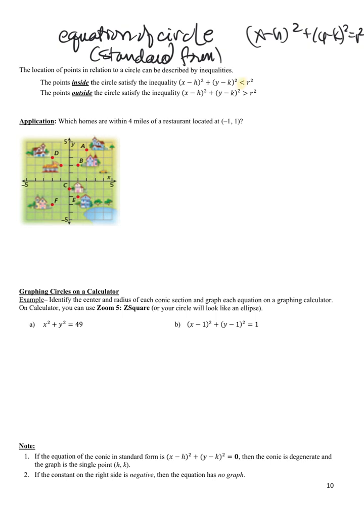So if we see less than a certain radius squared, then I'm inside the circle. And if I see greater than the radius squared, then I'm going to be outside the circle.